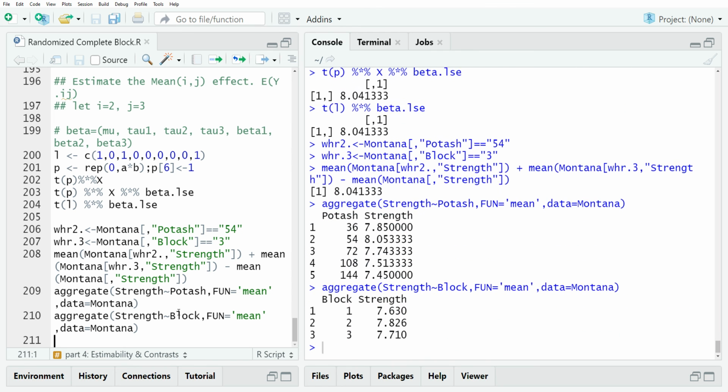And here, if you just want to do it by hand, you can take this minus, or that plus this, and then minus the grand mean. But refer to video 5 for that, or video 4.